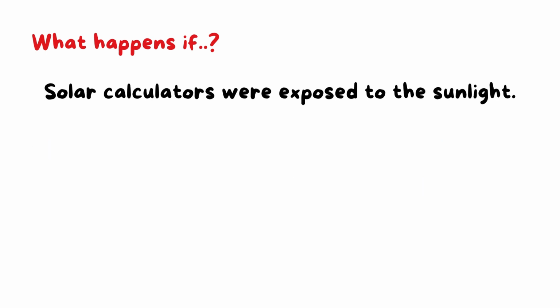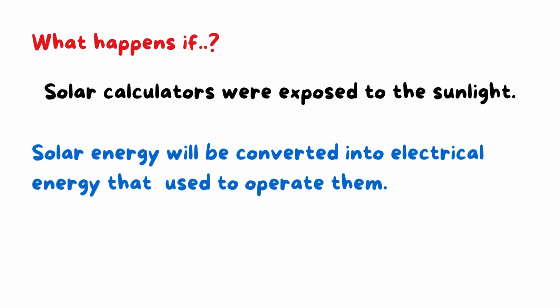What happens if solar calculators were exposed to sunlight? So in the solar calculators they have, as we mentioned and as we know, solar cells, and here the solar energy is converted to electrical energy that's used in operating these calculators. So the answer here simply: the solar energy will be converted into electrical energy that's used to operate the calculators, okay?